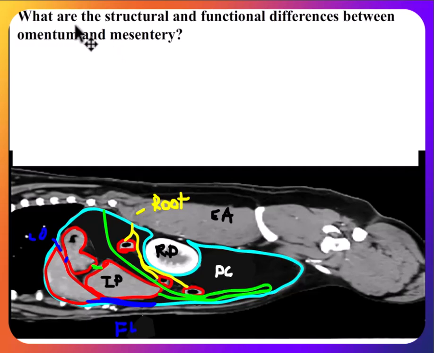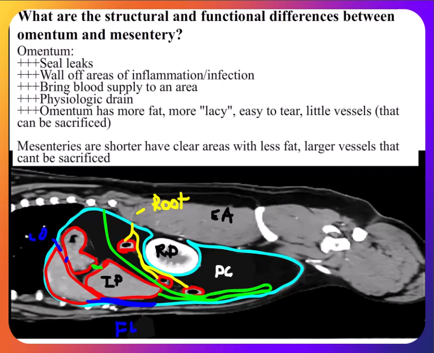And you go back to Dr. Salisbury's question: what are the structural and functional differences between the omentum, the greater omentum, especially down in this ventral loose area here, and the mesentery? And the prompts for that were that the omentum, with its length, forms these cavities, it can be used to seal leaks. It is a fluid absorber. It can be used to wall off areas of inflammation or infection. It can bring blood supply to an area, or act as a physiological drain. During surgery, it can be tacked and placed in a lot of different areas.